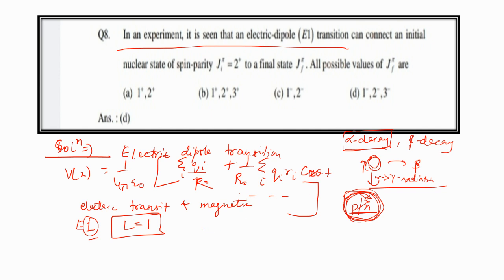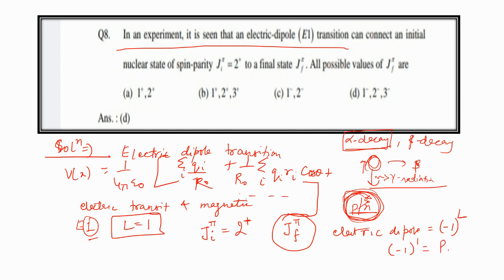Now in the question, the total angular momentum is given as 2 positive, right? And in the final state we are asked to find all possible values. You know that L is 1, and for electric dipole the parity is given by minus 1 raised to the power L, and minus 1 means the parity will change. So from that you can eliminate these two options because parity is not changing in them. Now we are left with these two options.